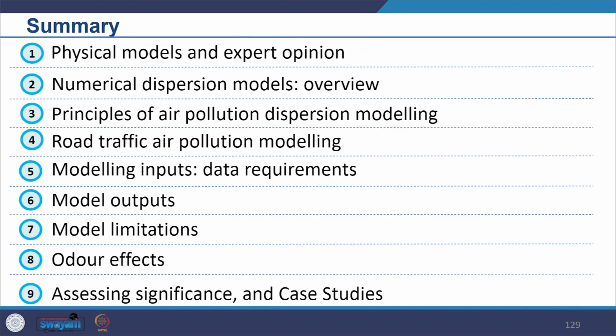So summarizing what we covered today, we looked at the impact prediction and the methods which are available to you. We looked at the physical model and expert opinion, the numerical dispersion models, and the underlying principle of air pollution dispersion modeling. We looked at road traffic air pollution modeling, then what kind of data is needed for modeling purposes, then the outputs, the limitations, and the order effects. And then we skimmed through a case study which has been given to you for further detailed study.